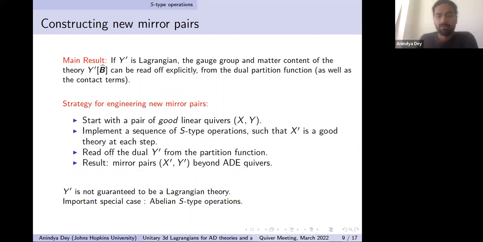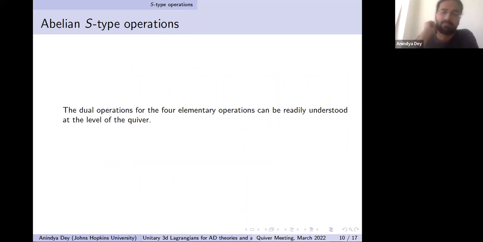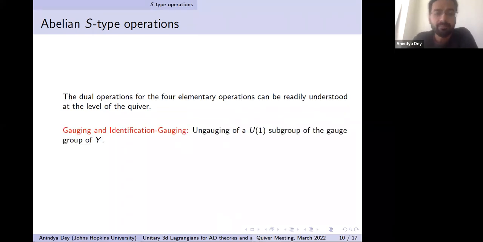All right, so now if we restrict to abelian S-type operations, then things become much simpler. These 4 elementary operations that I just described can be readily understood at the level of the quiver. And the dual operations can be explicitly written down. So let's list them. The gauging and identification operation just involves ungauging of a U1 subgroup of Y.